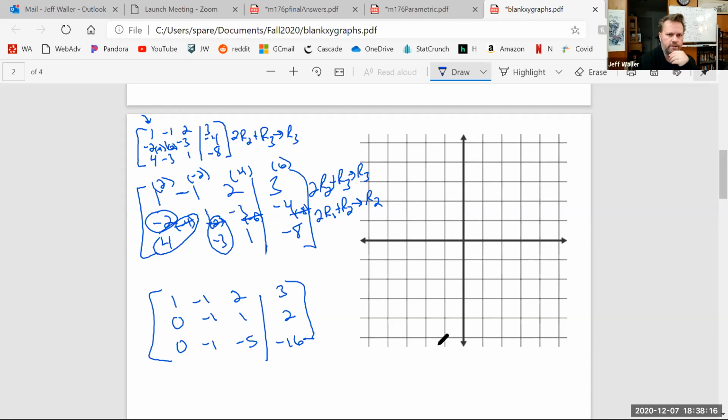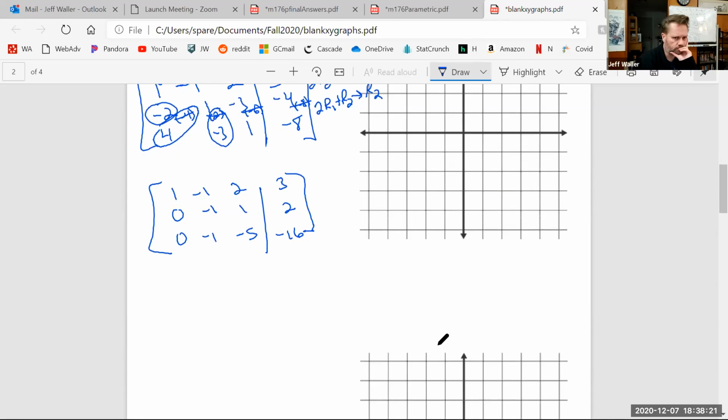It doesn't take much, as we have witnessed, to screw these up. All right, I don't hear anybody yell at me, so I'm going to keep going. I'm going to change the signs on row 2. Do you guys see that? I'm going to change the signs on row 2, because then I can use this one to kill the ones around it.